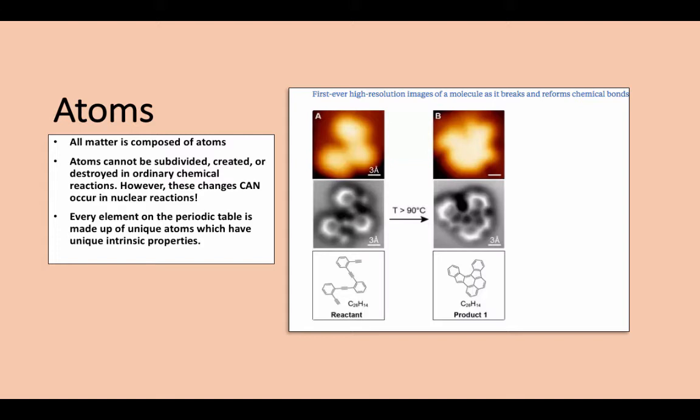Every element on the periodic table is made up of unique atoms that have unique intrinsic properties. As an example, hydrogen has very specific properties such as boiling point, melting point, and density, and copper has its own specific properties. Those properties are intrinsic to those atoms that make up the element.